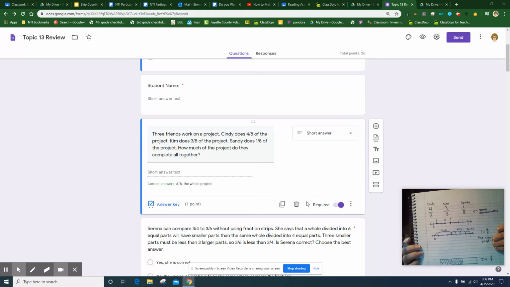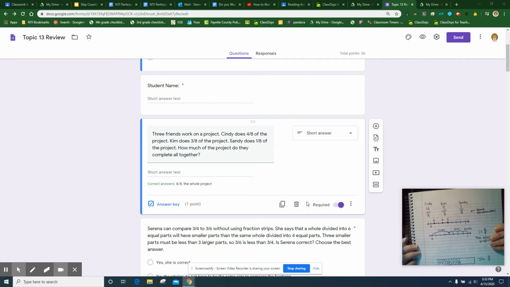I again drew a number line and went from 0 to 1. That was the whole project. So the 0 to 1 represents one whole. I still partitioned it into 8 because my denominator was an 8. So there are 8 equal parts between the 0 and 1. Then I made a jump, and you can see Cindy's jump goes all the way to 4/8.